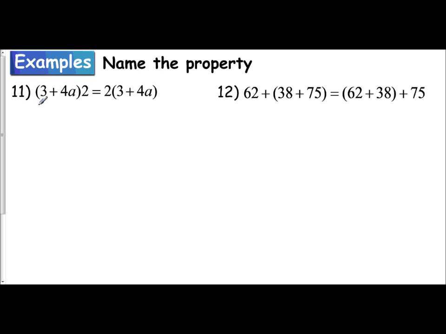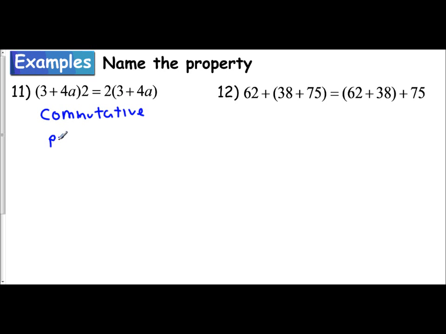3 plus 4a in parentheses times 2 is equal to 2 times the parentheses 3 plus 4a. And so what you look at is what's different on the left side and the right side. So if I examine this, I see that my parentheses that contains the 3 plus 4a is on the left of 2, while on the right side of the equation, the parentheses move to the right side. So therefore, my parentheses changed positions. So there, it's the commutative property.